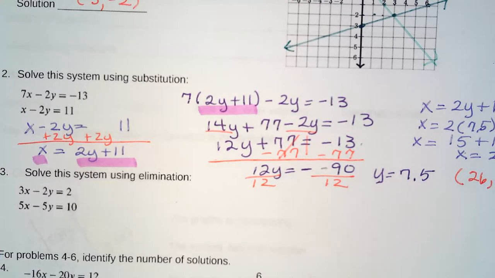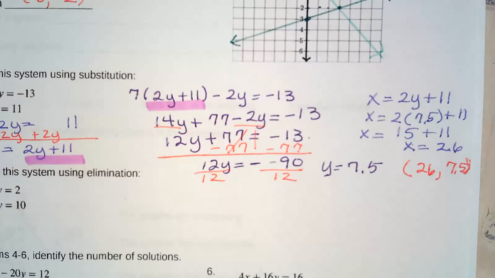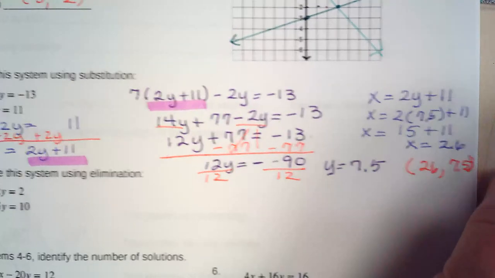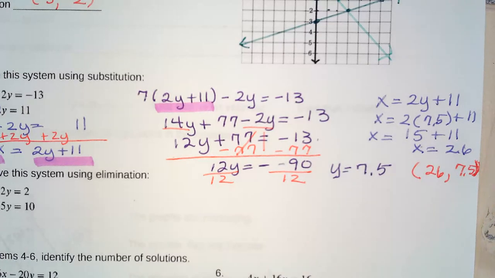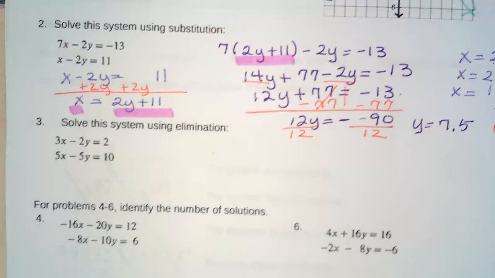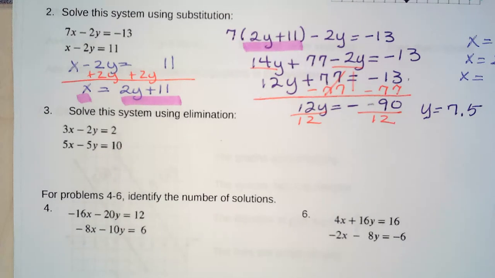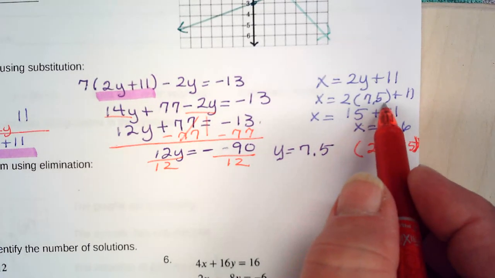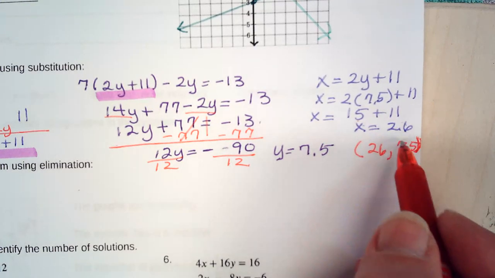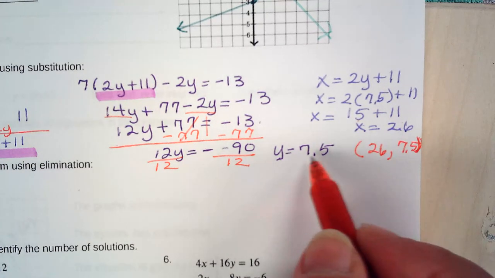Remember, in the real world, we don't always get nice whole numbers for all our answers. This was a case where we did not. So, 2 times 7.5 is 15. 15 plus 11 is 26. Our point is 26, 7.5.